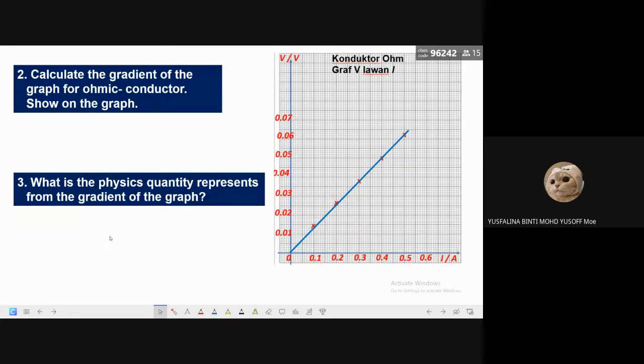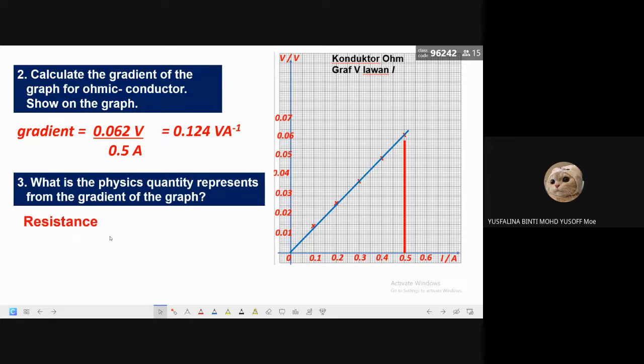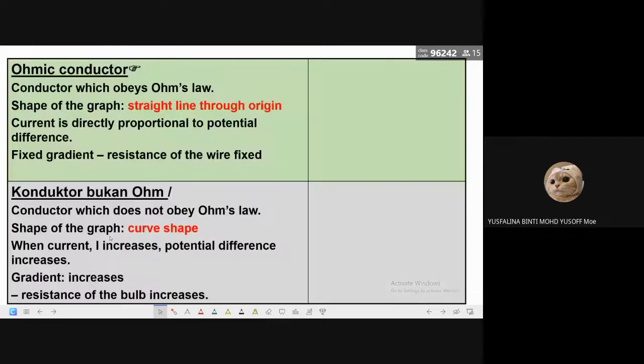Okay, then calculate the gradient. For the gradient, I told you, you must draw the triangle. Okay, and the size of the triangle, I already explained. And the unit: the gradient must have a unit. And what is the physical quantity? I already explained just now. The gradient represents the resistance.